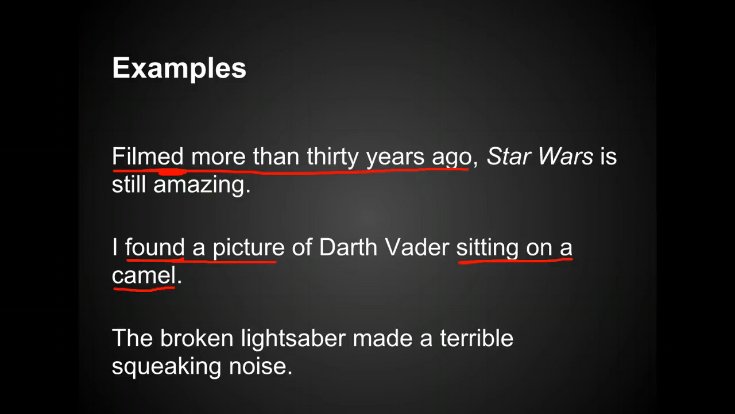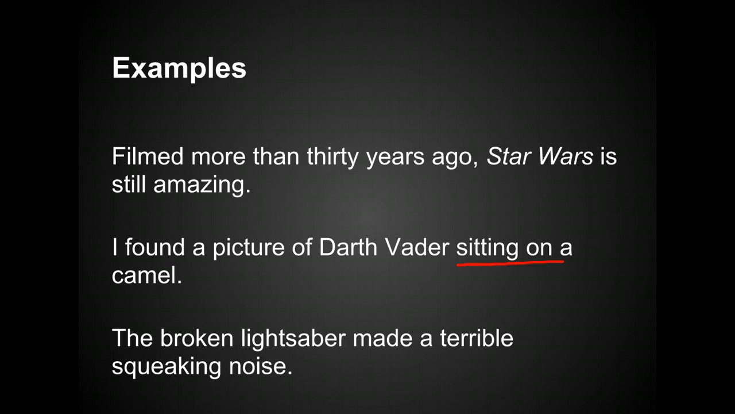Here's how we can double check. Remember, you can part with participles. So let's try this. What happens if I take out this? Am I left with a complete sentence? "I of Darth Vader sitting on a camel." No, that doesn't make sense because this is not a participle. It is, in fact, the actual verb of the sentence. So we come back over here.